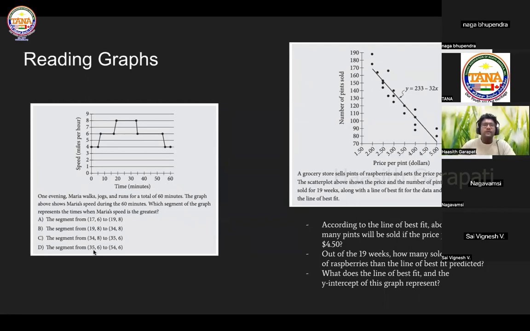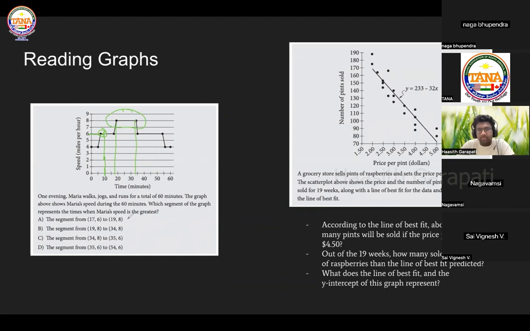All right, first one. One evening, Maria walks, jogs, and runs for a total of 60 minutes, and the graph above shows her speed during the 60 minutes. The way you can read this is, at 10 minutes, this is her speed on the y-axis. It's 6 miles per hour. Wow, she's quite fast. The question is, which segment of the graph represents the times when Maria's speed is the greatest? Well, where is her speed the greatest? It's going to be up here. And where does that correspond to on the x-axis? It corresponds to around 20 and 35.